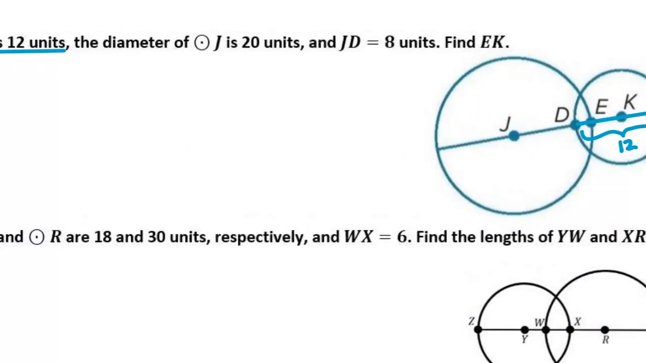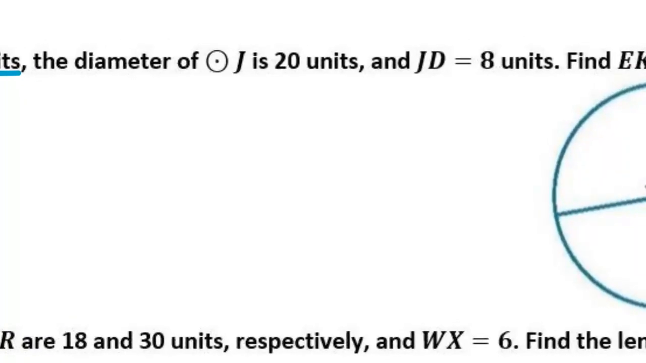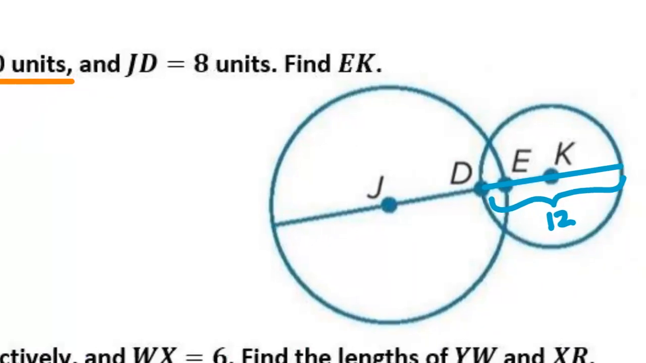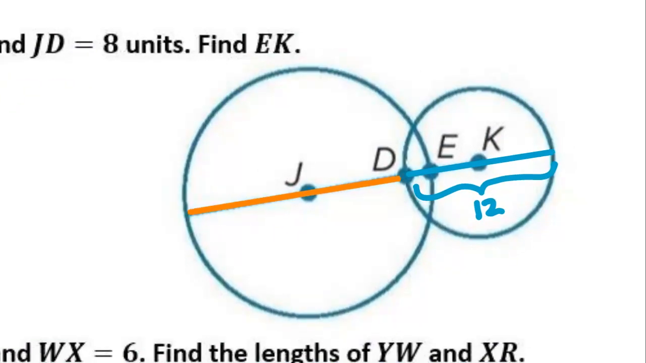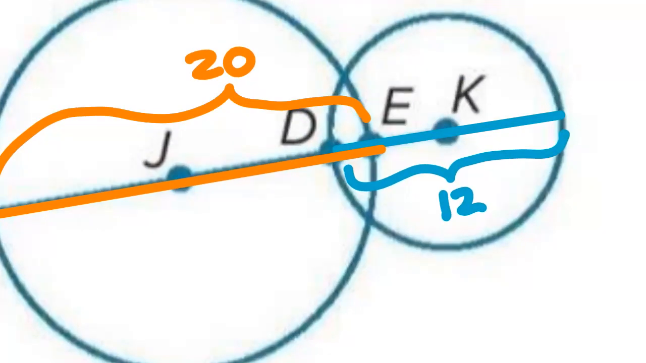What else do they tell me? Diameter of circle J is 20 units. Well, here's the diameter of circle J. What are those 2 diameters doing? They're intersecting. They overlap a little bit. They overlap right here. Do we know how big that is?